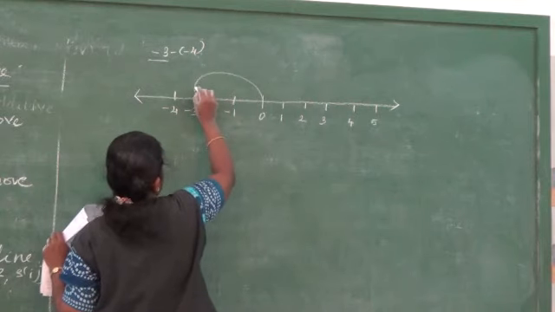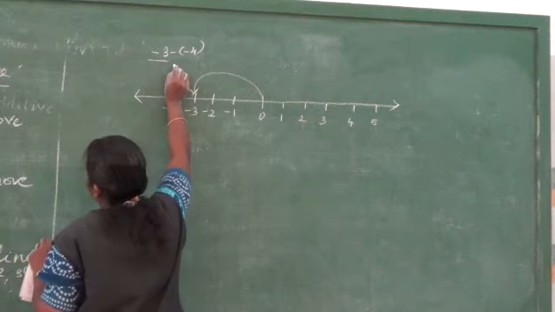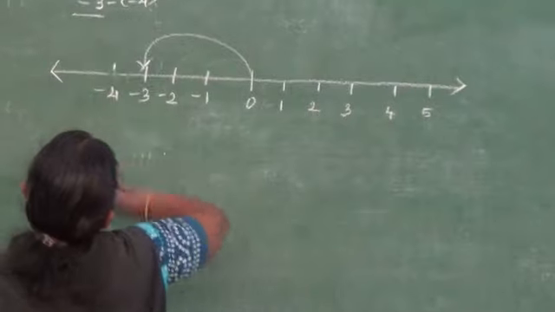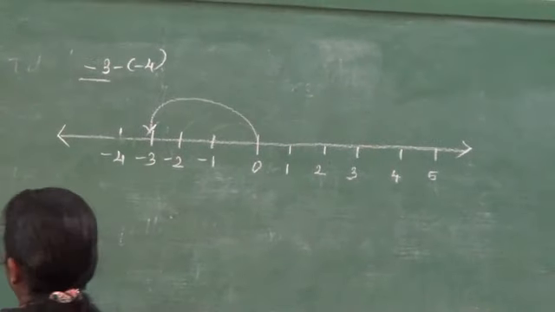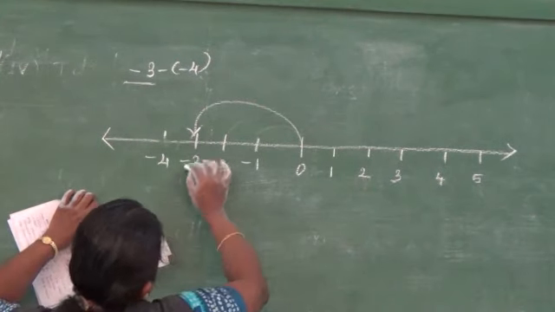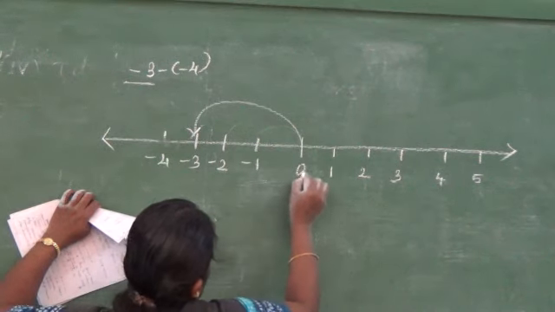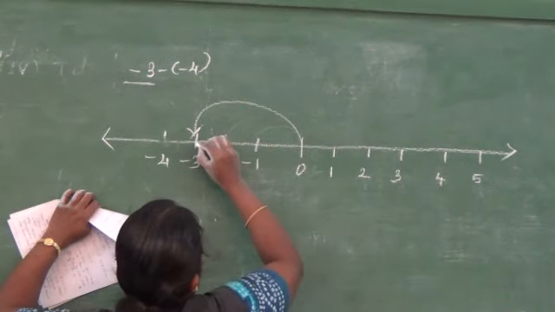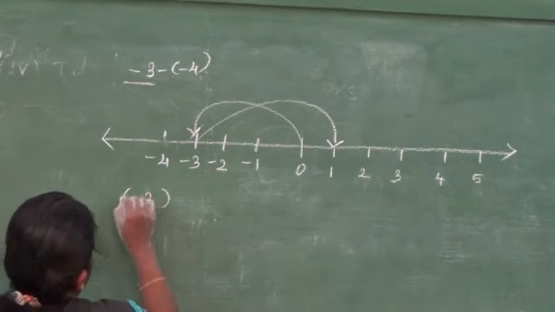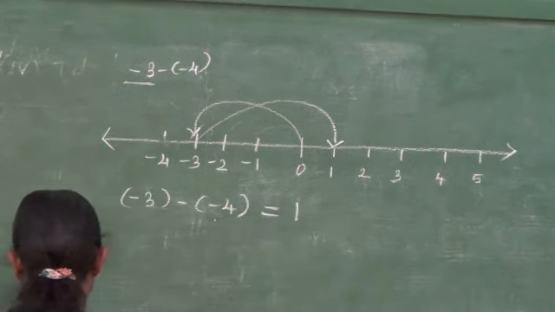So, minus 3. Now you have to follow the rules for marking the points on the number line for subtraction. Now, minus 4. To subtract a negative number, move right on the number line. Moving right 4 steps: minus 2, minus 1, 0, 1. Minus 3 minus minus 4, the answer is 1.